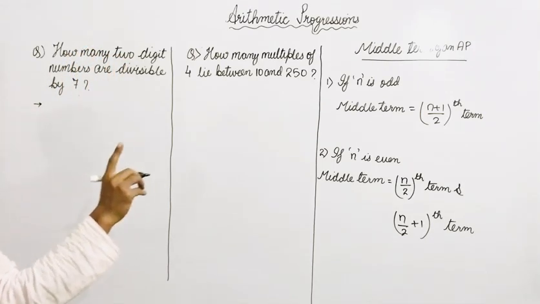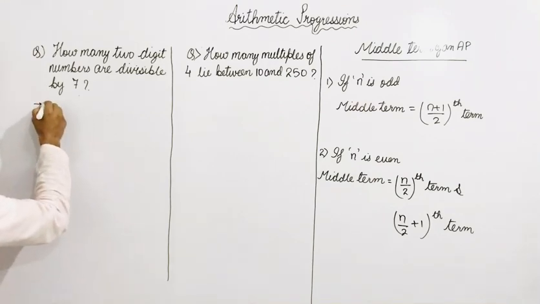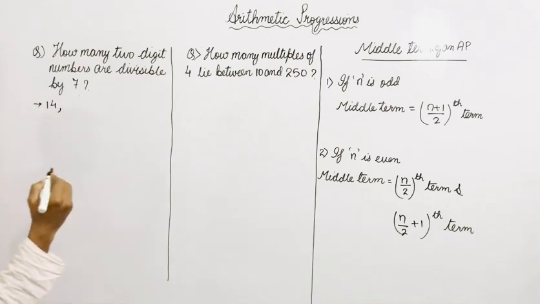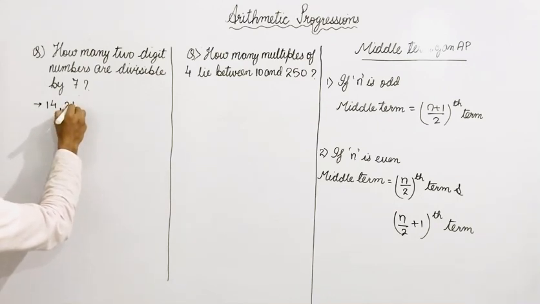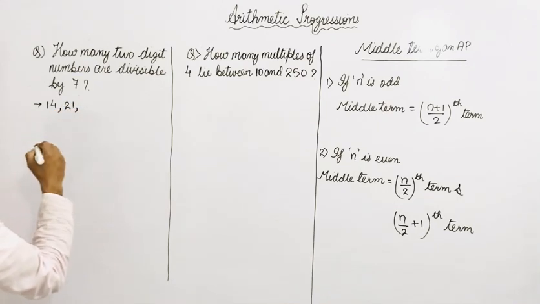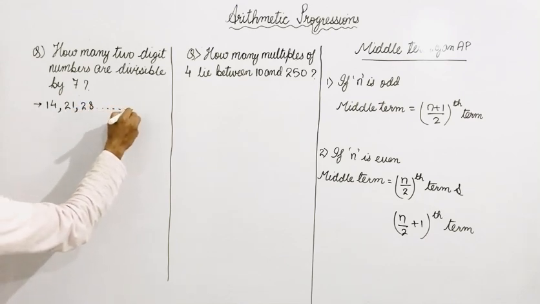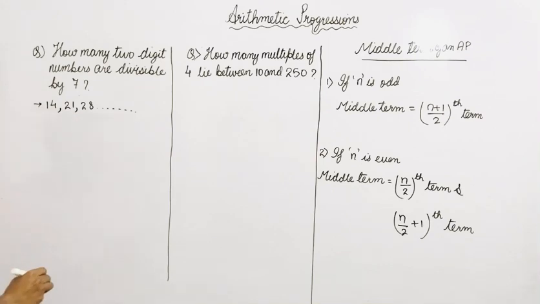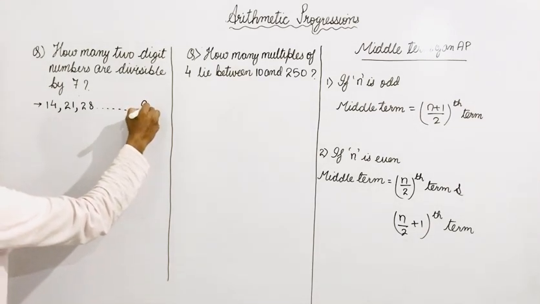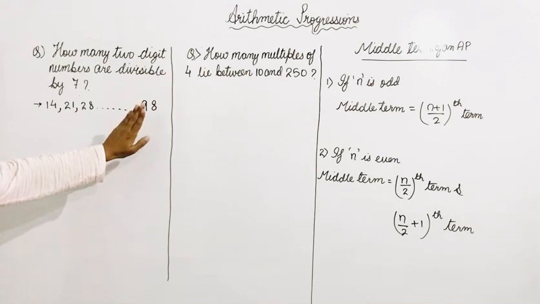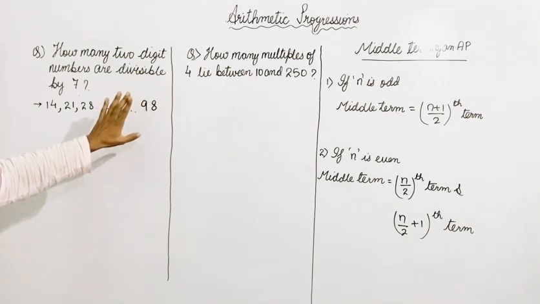So the first two-digit number that is divisible by 7 is 14. The second is 21. The third is 28. And the last two-digit number that is divisible by 7? What is the last two-digit number that is divisible by 7? That is 98.